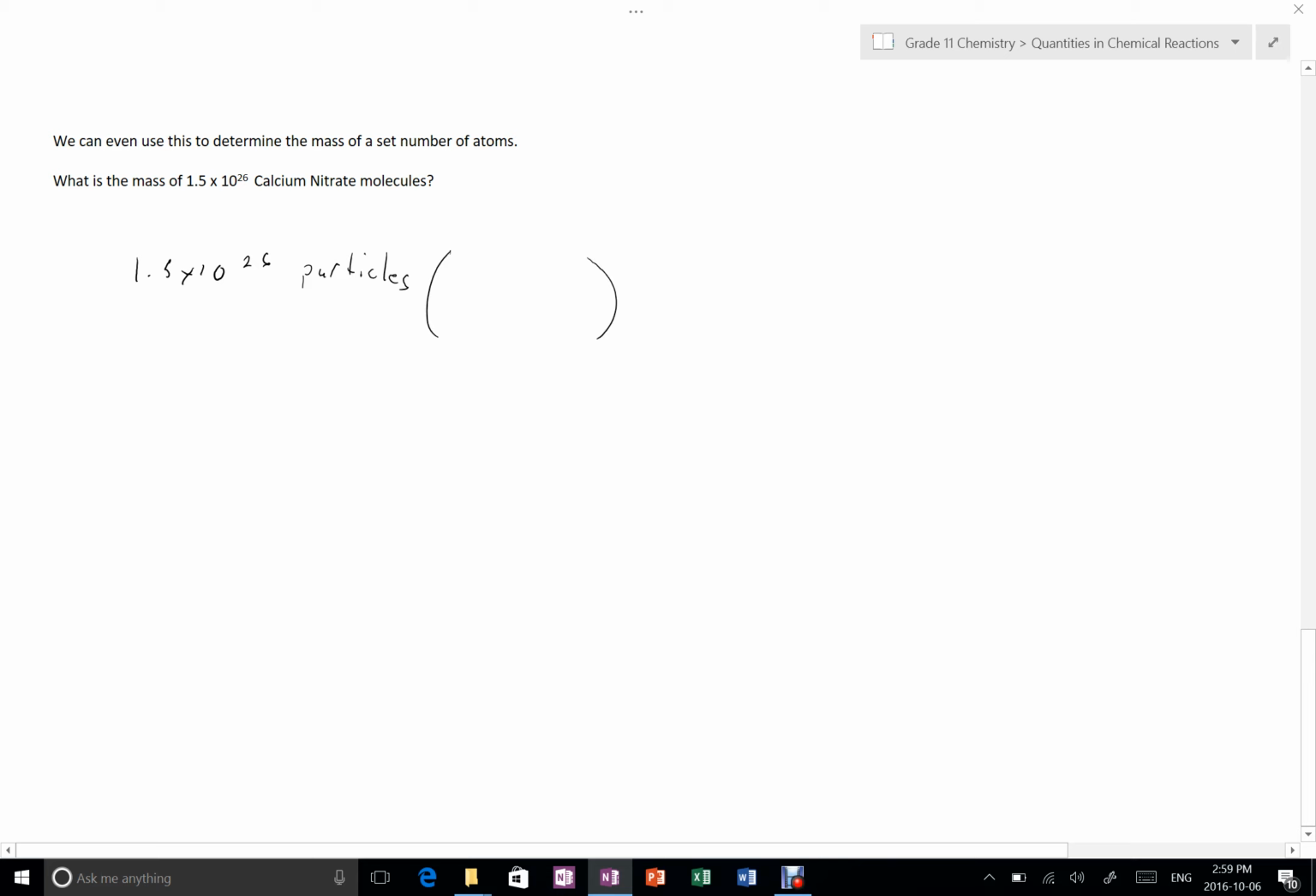The first thing I want to do is convert this to moles, because once I have moles then I know the mass of a mole, so I can work from there. Particles to moles, so I want to convert there. So 1 mole is equal to 6.02 times 10 to the 23 particles. Particles cancel, I do the division. And I see that I have 249 moles.